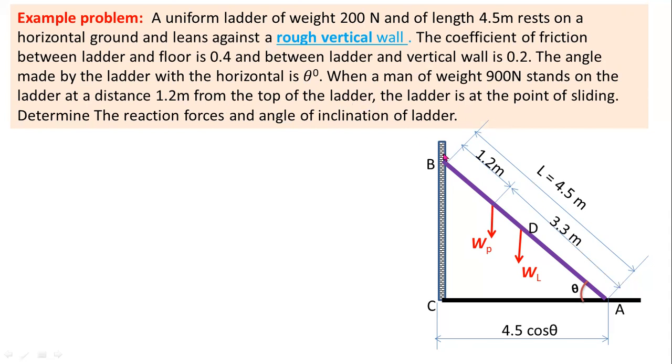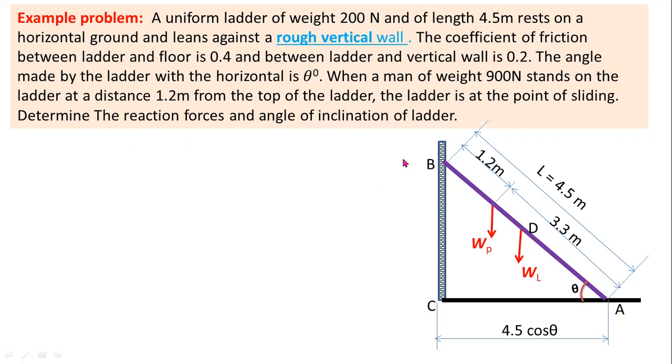That means the position of the person on the ladder: 1.2 meters from the top of the ladder and 3.3 meters from the bottom of the ladder. The total length of the ladder is equal to 4.5 meters.